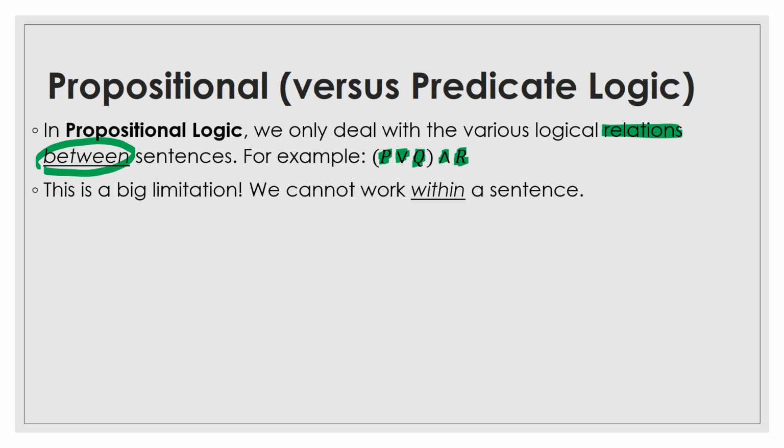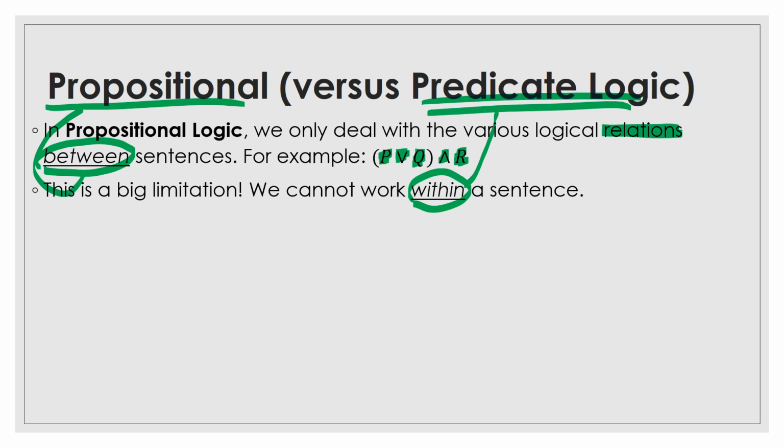But this is a big limitation. We cannot work within a sentence. Predicate logic allows us to do just that. We can think about what is within a given single sentence, whereas in propositional logic, we can only think about the relations between sentences. We can never think about what's within a given sentence.